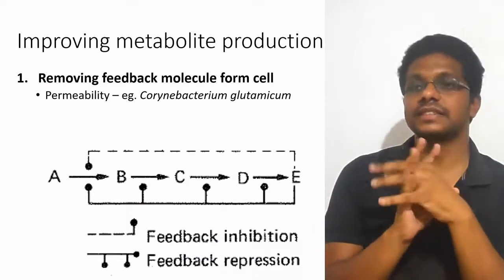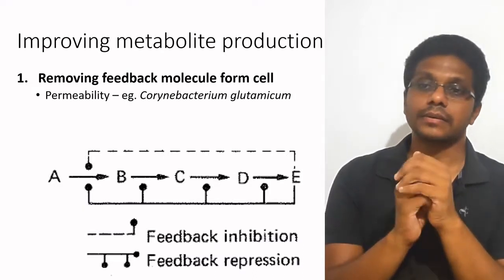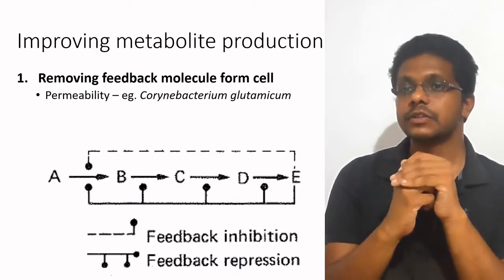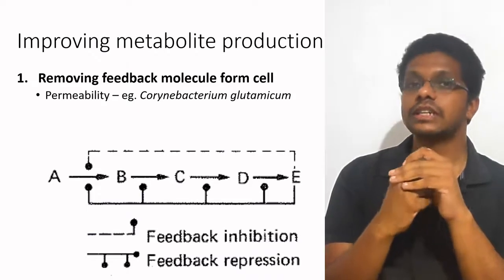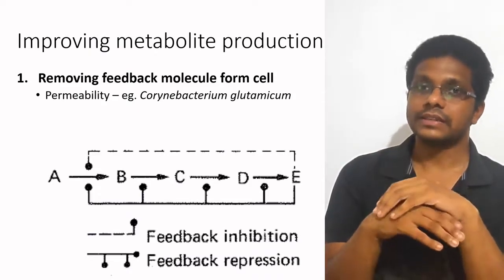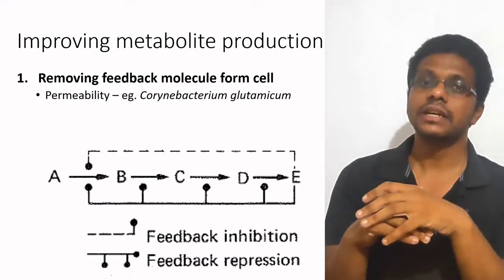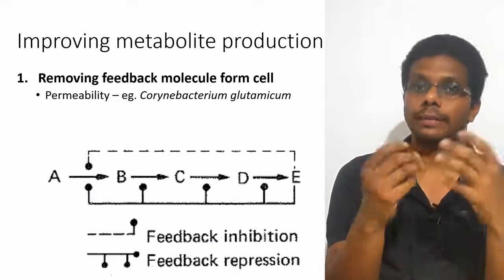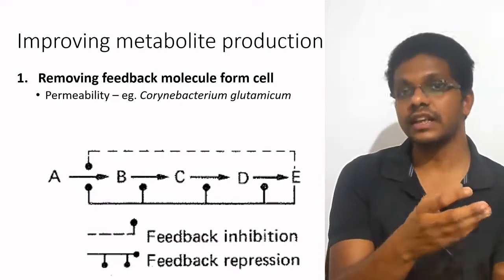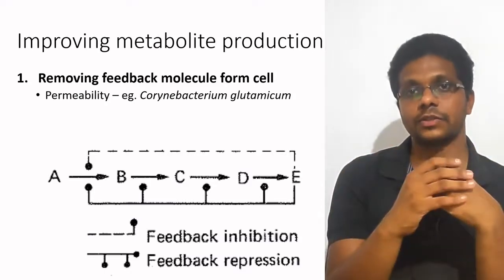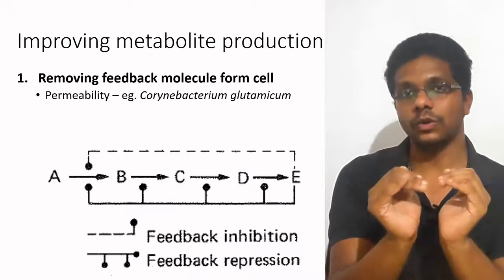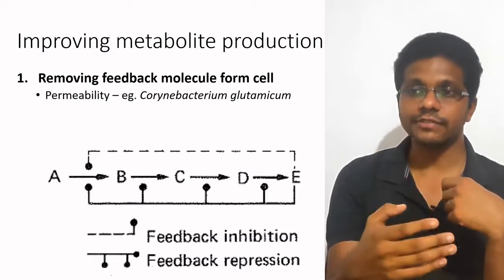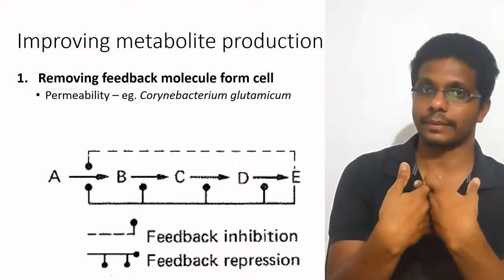One example of such a strategy is glutamate production. Glutamate is produced by Corynebacterium glutamicum. The final product is glutamate. This glutamate has a tendency for feedback inhibition and repression. The mutant of this Corynebacterium glutamicum has high permeability to glutamate. So once the glutamate is produced inside such a cell, it is quickly transported to the outside. So the intracellular concentration of glutamate will always be low, and it is not enough to inhibit the reaction pathway. In that way, we can increase the yield of glutamate.